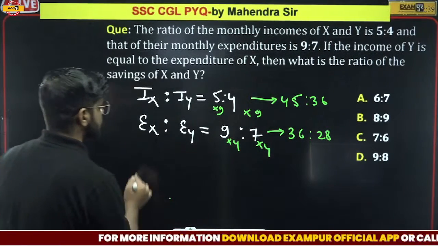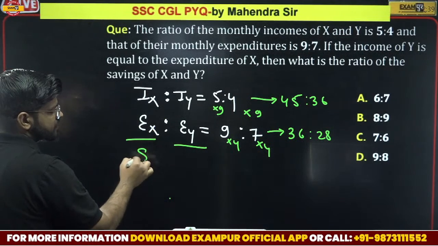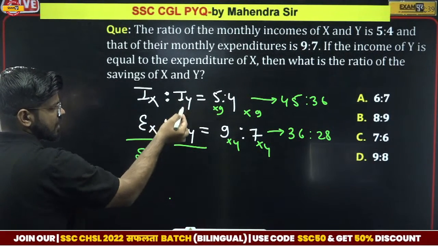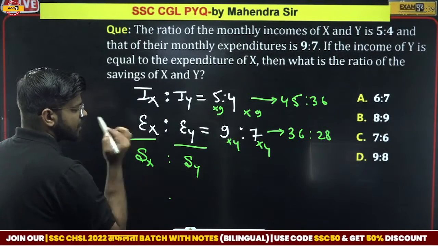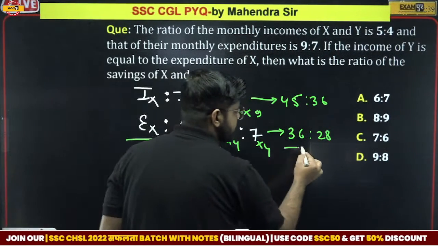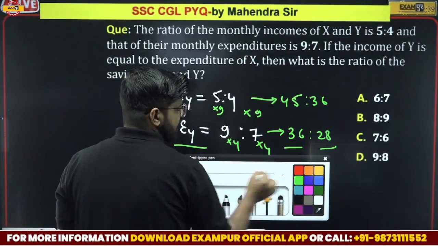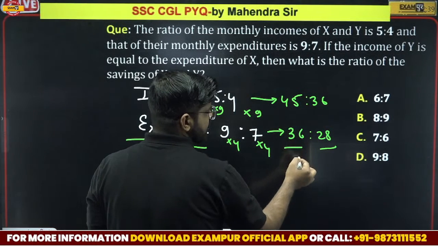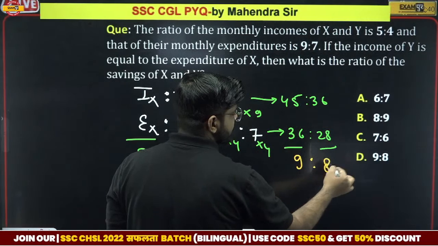Now you know what saving is. Income of X minus expenditure of X will give you saving of X. Income of Y minus expenditure of Y will give you saving of Y. So we have to find the ratio. It is very simple. Just subtract both of these. After subtracting, we are getting 9 here, and here we are getting 8. So 9 is to 8.